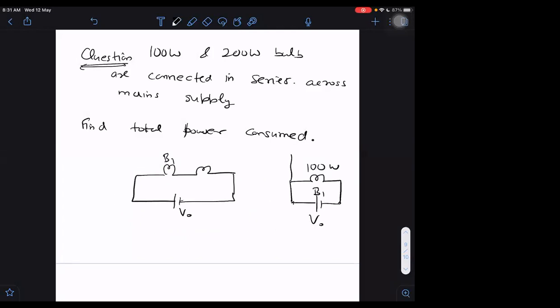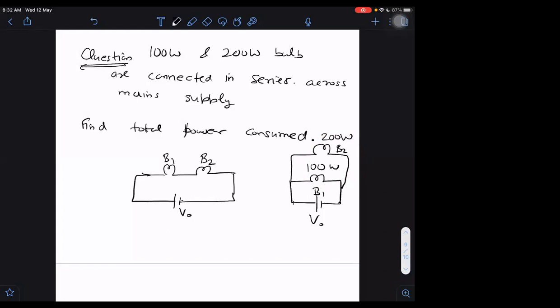Similarly, if bulb 2 is connected also directly across mains, then bulb 2 will also glow with its actual wattage, 200 watt. Then when they are both in parallel, they will glow with normal powers, 200 plus 200, that is 400 watt.